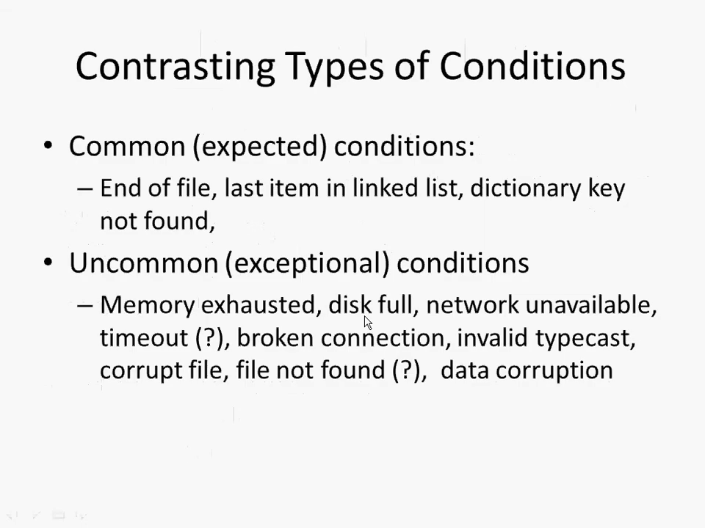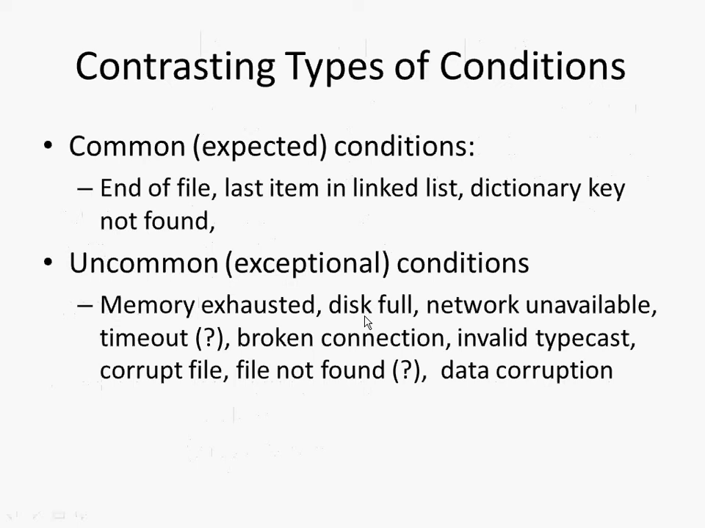So I want to contrast here the cases that we talked about earlier, cases which are basically common: end of file, last item of a list, dictionary key not found. This might occur many, many times. Versus cases which are more uncommon, but we've got to be able to handle them for our program to be robust. We don't have control over what generates these situations, and because we live in an ugly world, we sometimes have to handle inconvenient things.